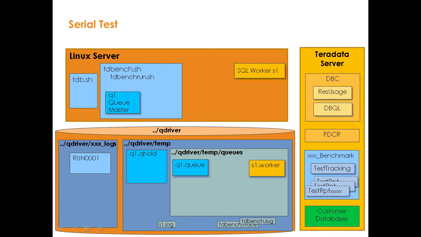At the end, a directory is created with the same run ID that was assigned from the test tracking table, and the logs, trace information, and commands executed and messages from TdBench for that run are saved. The commands and responses for that run are also posted to the test tracking log table on the benchmark database.